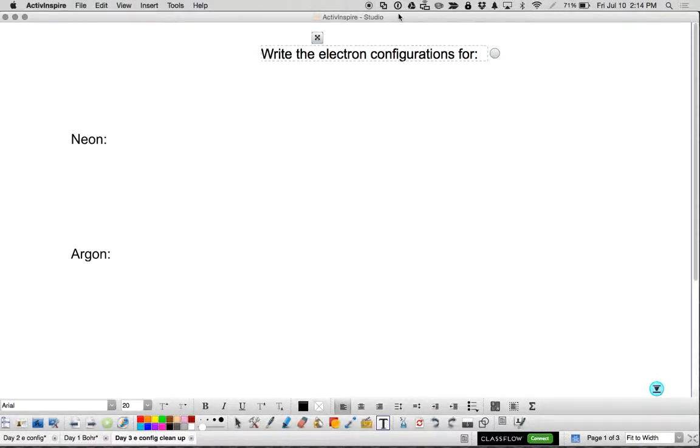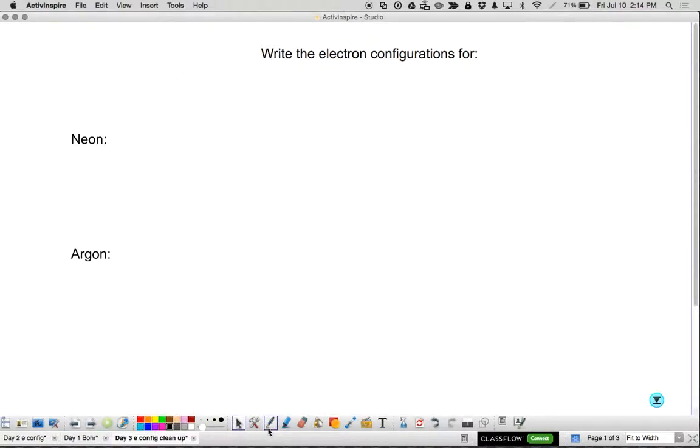So we're just going to clean up some things today in terms of electron configurations. So why don't you pause the video and give me the full electron configurations for neon and argon.